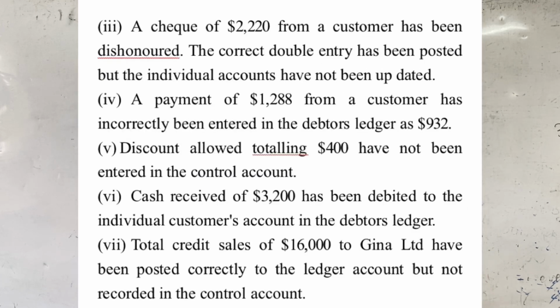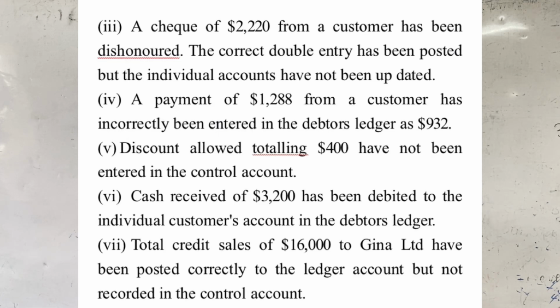III. A cheque of $2,220 from a customer has been dishonored. The correct double entry has been posted, but the individual accounts have not been updated. IV. A payment of $1,288 from a customer has incorrectly been entered in the debtors ledger as $932. V. A discount allowed totaling $400 has not been entered in the control account.